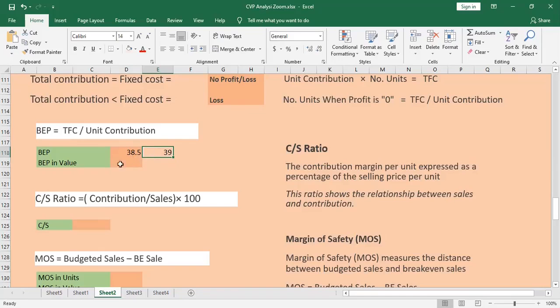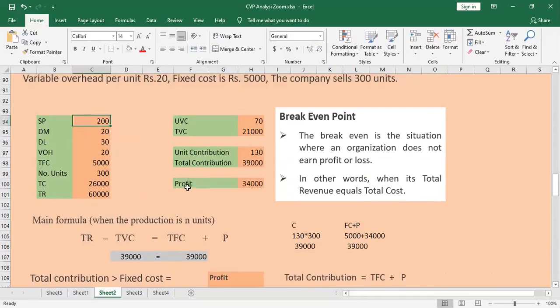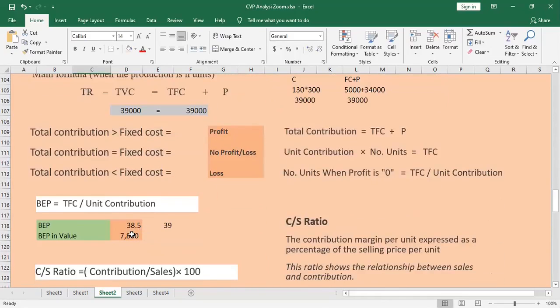Now if you want to calculate the break-even value, you can easily do that. Multiply this 39 by the sales price. You know the sales price here, it was 200 rupees per unit according to the sum. So you have a break-even value of 7,800. When your sales revenue is equal to 7,800, you are hitting that break-even point.